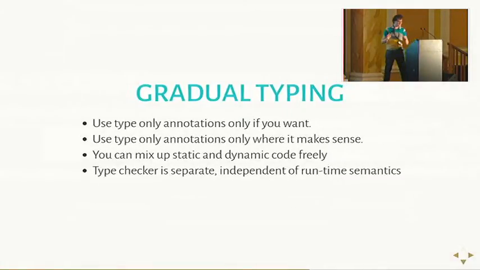So the idea behind this is called gradual typing. The important part of this is that you can use type annotations only if you want it, only where you want it, and you can mix up annotated code and non-annotated code freely. And it doesn't matter at runtime because this has nothing to do with runtime. This is checked by a separate tool that you run when testing on your continuous integration server, or whenever you like while you're developing.